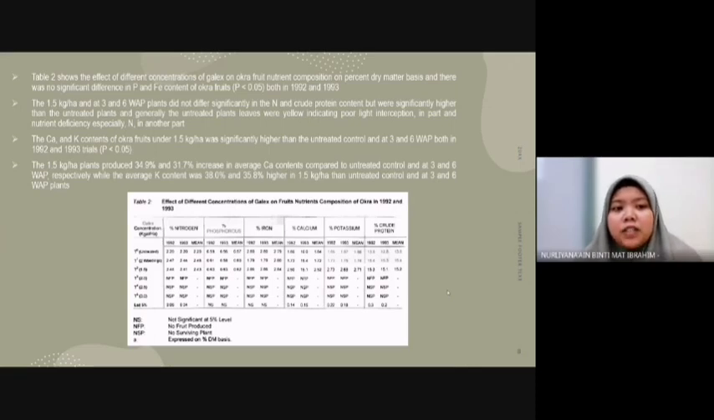The 1.5 kg per hectare plants produced 4.9% and 1.7% increase in average calcium content compared to untreated control and at 3 and 6 WAP respectively, while the average potassium content was 38.0% and 25.8% higher in 1.5 kg per hectare than the untreated control and 3 and 6 WAP plants.